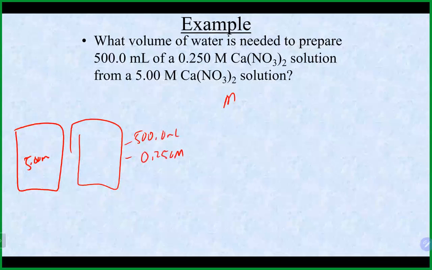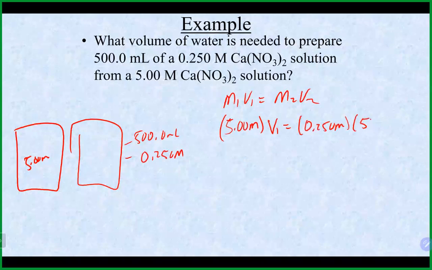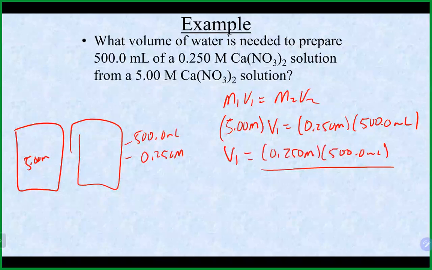So we'll do our M1 V1 equals M2 V2. In this case, we do have our M1, which is our more concentrated. We do not have V1. Our M2 is 0.25 molar. And in this case, again, as I mentioned earlier, if you want to convert it to liters, you can, but it is okay to leave it in milliliters in this equation. It just means that when we solve for volume here, we will end up with milliliters at the end. So V1 will equal 0.25 molar, or 500 milliliters divided by 5 molar.